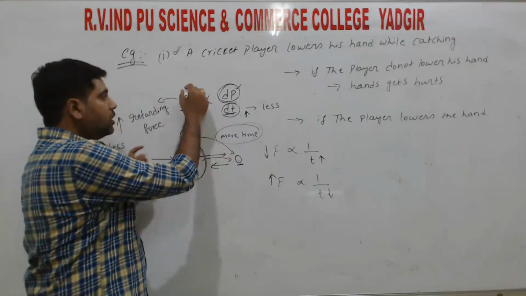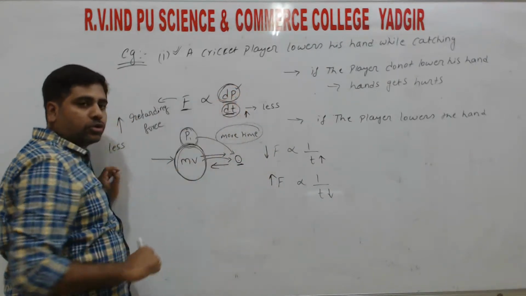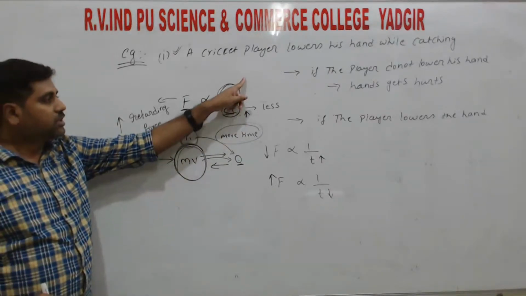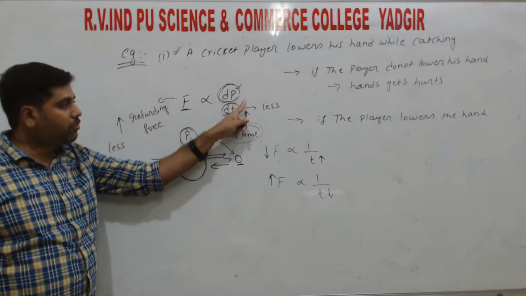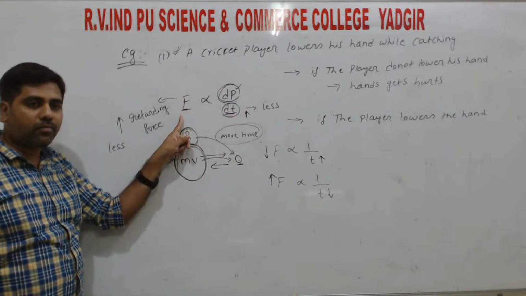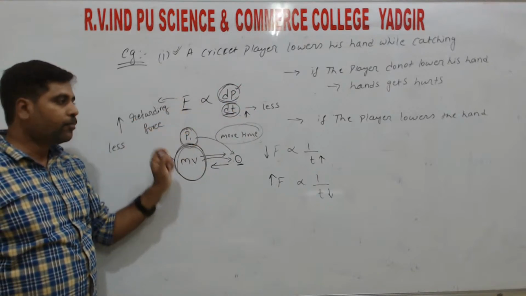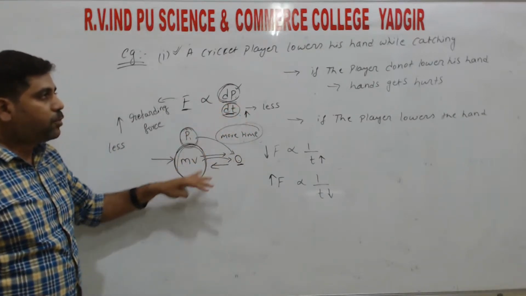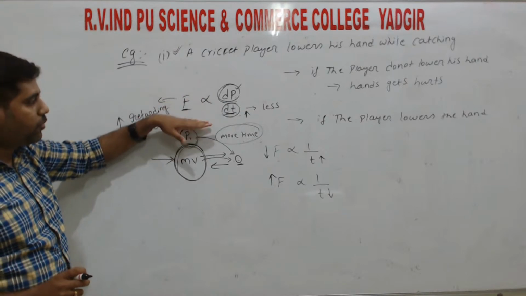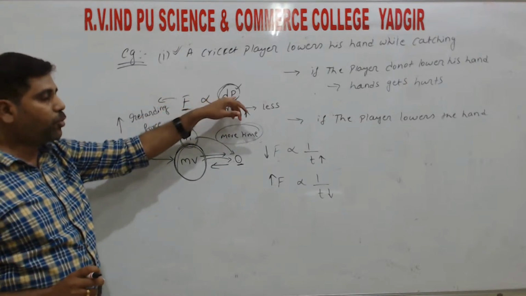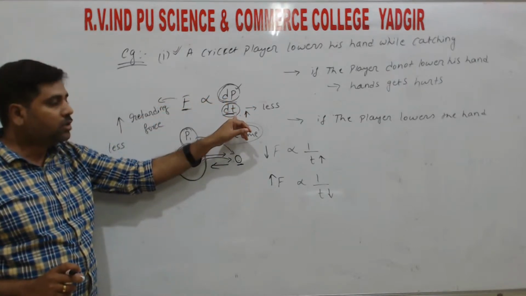If F is directly proportional to momentum, then if the momentum is increasing, the retarding force should also increase. If the momentum is decreasing, the retarding force should also decrease, right? So this is the explanation for the example of Newton's second law of motion. Based on the relation, F is directly proportional to the change in momentum with the change in time.